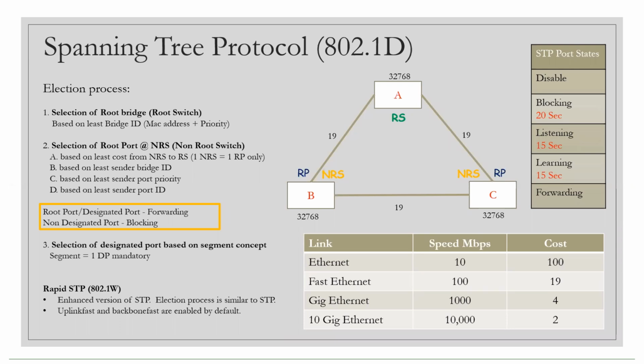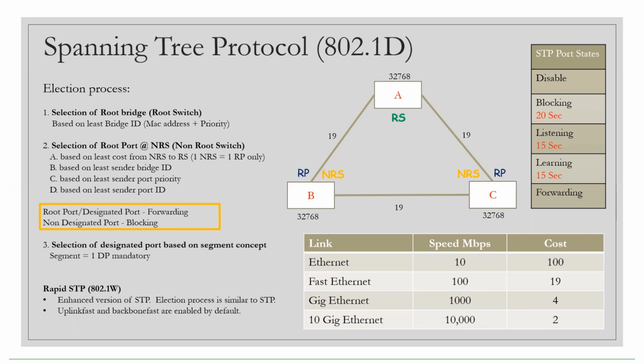Okay. So you do not have to go through rules B, C, D. Rule B says that if your cost is a tie, then you go based on least sender bridge ID, meaning the bridge ID sent out from, let's say, switch B, and the bridge ID is your MAC address plus priority. If that also is a tie, then you go for rule C, which is based on least sender port priority, the priority of the port from the sender. Again, the least one. And if that also is a tie, then you go for the last one, which is based on least sender port ID.